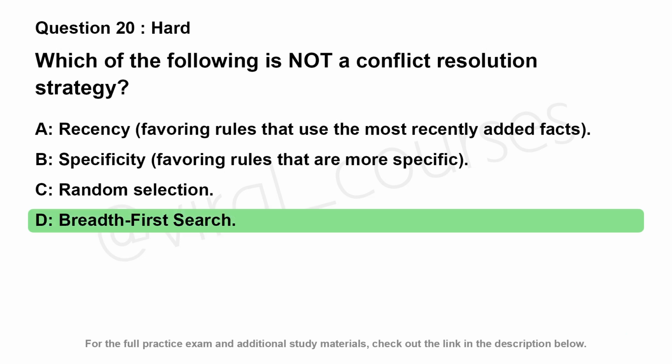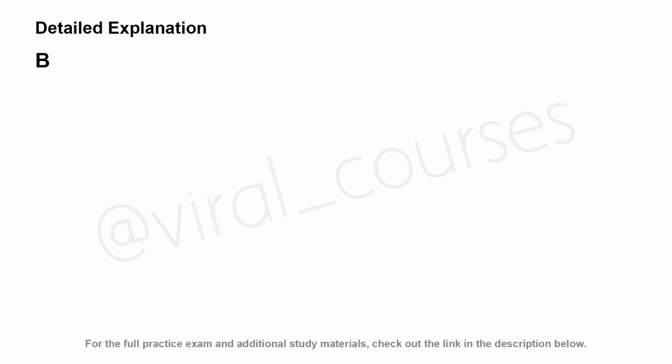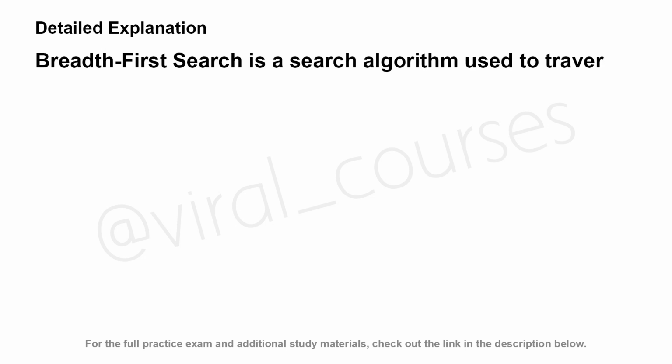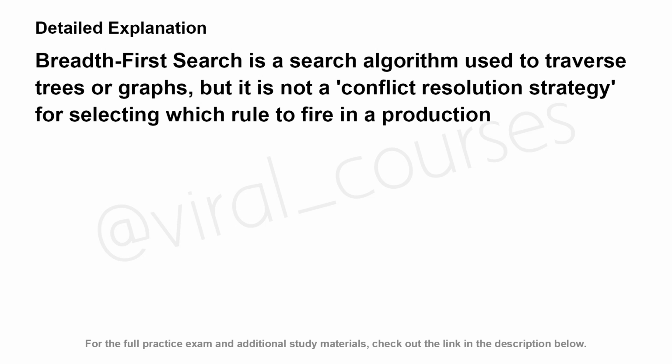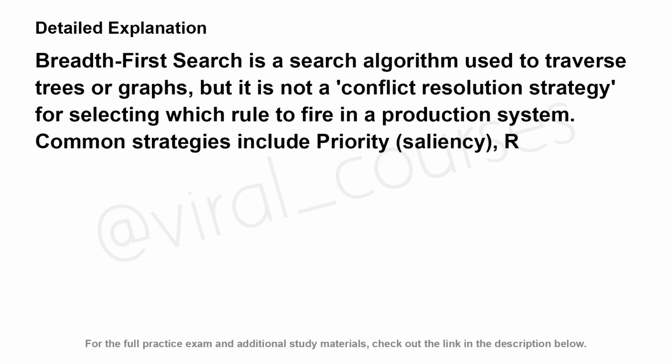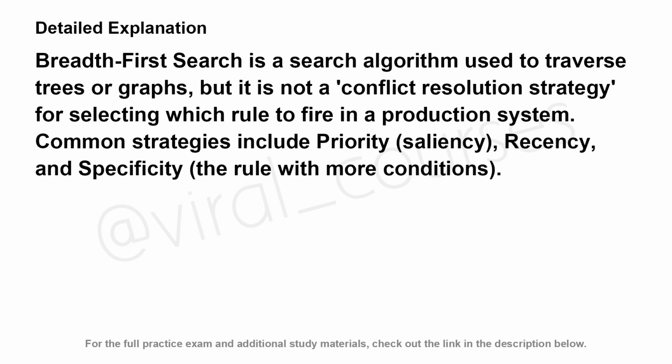The correct answer is D. Breadth first search is a search algorithm used to traverse trees or graphs. But it is not a conflict resolution strategy for selecting which rule to fire in a production system. Common strategies include priority, saliency, recency, and specificity, the rule with more conditions.